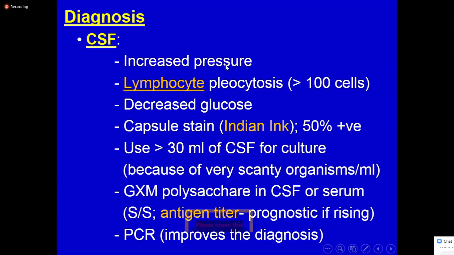Diagnosis: CSF shows increase of pressure, lymphocyte pleocytosis, more than 100 cells, and decreased glucose. Capsule stain Indian ink is 50% positive. For culture, you require a lot of CSF, more than 30 mL, because the cryptococcus is a very scanty organism in the CSF. GXM polysaccharide can be detected in CSF or in the serum. Antigen titer has a prognostic value. PCR is a very important diagnostic test for detection of Cryptococcus neoformans in the CSF.